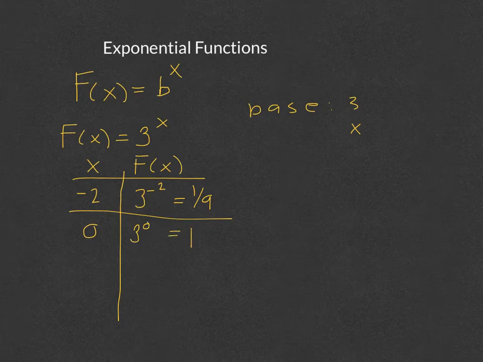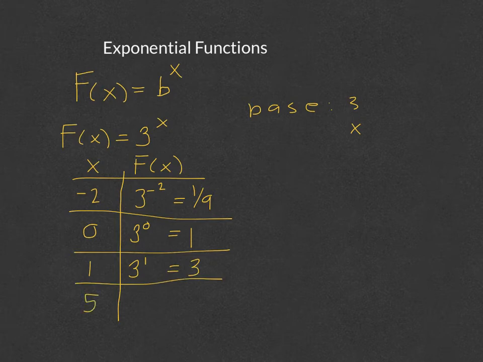If I want to plug in 0 into my exponential function, 3 to the 0 equals 1. If I plug in 1, I have 3 to the first power, which is 3. And let's try another extreme one. Let's go like 5. That would be 3 to the 5th power, and that is 243.